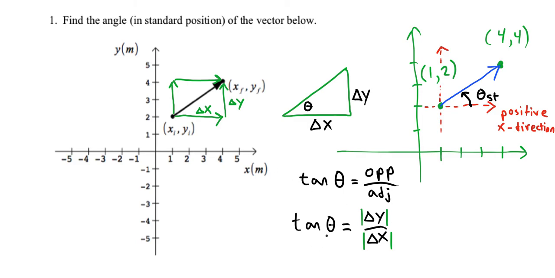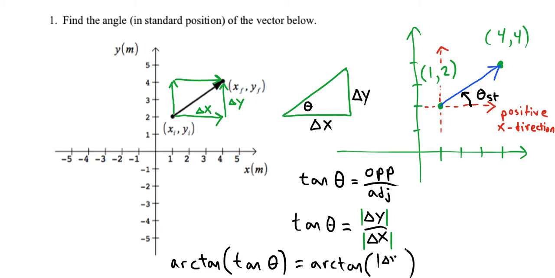Now we want to solve this equation for theta. So typically, what you would do in trig, when you want to solve something like that, is take the arctan of both sides. Arctan and tan are inverses, so they cancel. And that will leave us with just the theta that we're looking for.